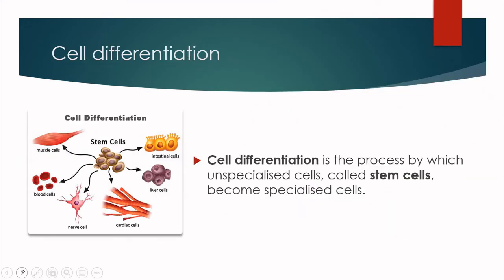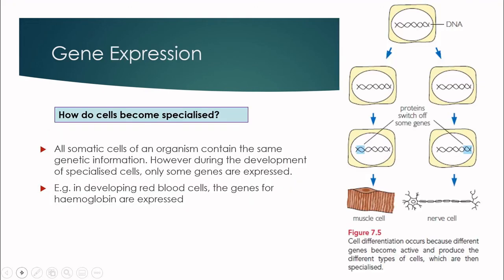So we've almost finished this little video here, and the last thing we're going to look at here is cell differentiation. Cell differentiation is the process by which unspecialized cells, and they're called stem cells, become specialized cells. Now, there's a video coming up that will actually look at stem cells in a lot more detail. But before we get there, let's just have a quick look at gene expression. And we're going to just talk about how cells become specialized.